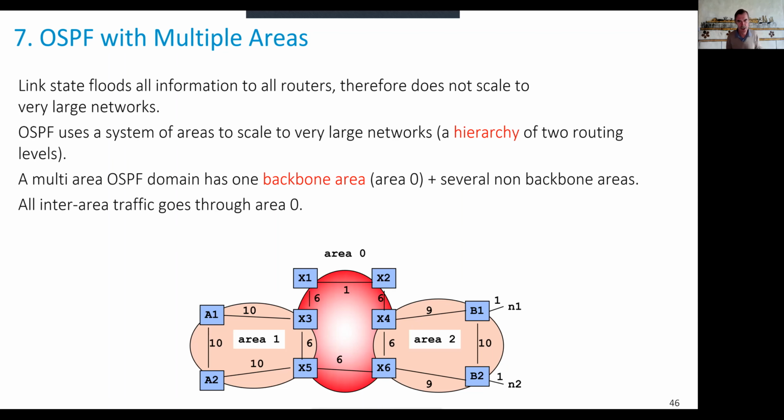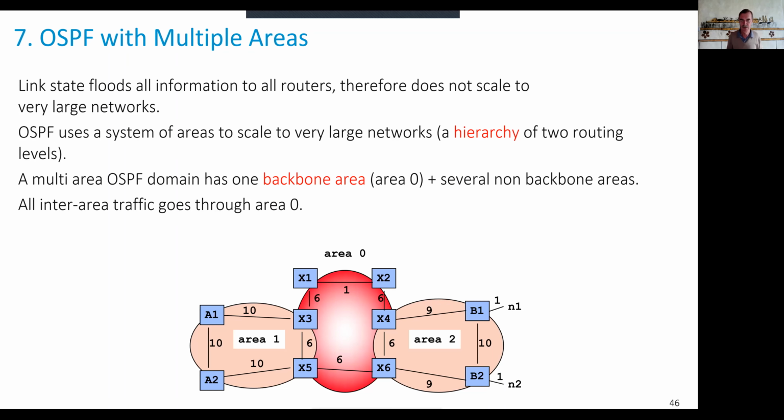But there is another technique that is used in OSPF, which is called multiple areas. So it's a hybrid between distance vector and link state routing. So it works as follows. If you are very large, typically you have also a well-organized network. You don't have a full mesh with arbitrary connections between routers if your network is very large, because nobody is able to manage such a huge thing.